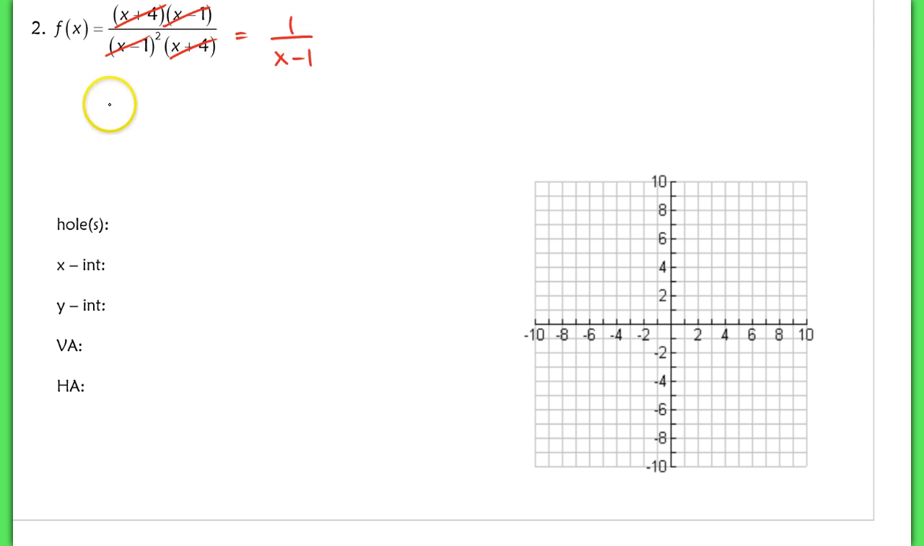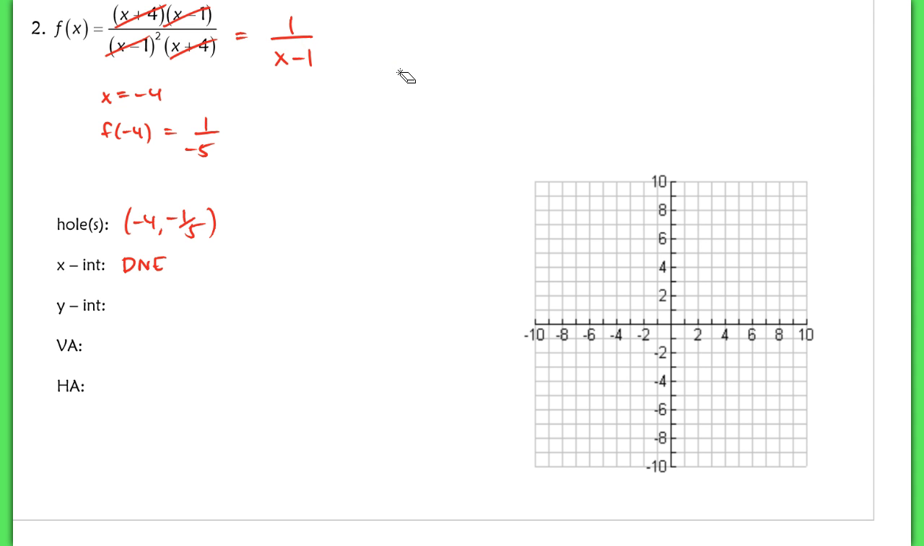Now be careful that you don't say that there is a hole at x equals 1, because if you try to evaluate f of 1 in your new function here, you're going to get 1 over 0, which is undefined. So there's definitely not a hole there, but there is a hole at x equals -4. So at x equals -4, f of -4 is going to equal 1 over -5, so we have the hole at (-4, -1/5). My x-intercept does not exist, because if I set y equal to 0 here, I end up with 1 equals 0, which is not possible.